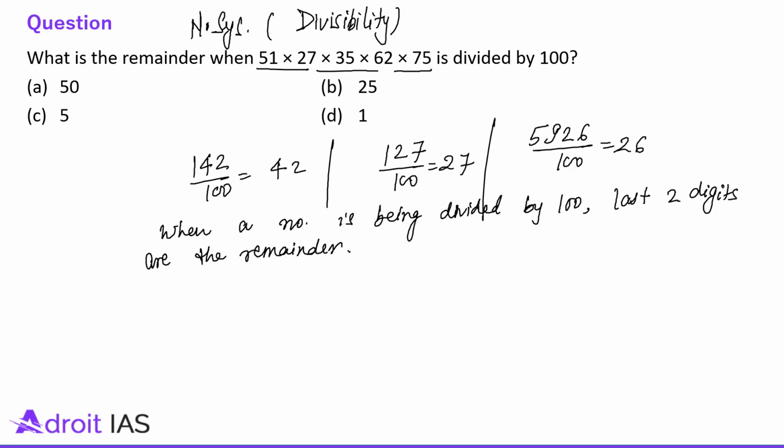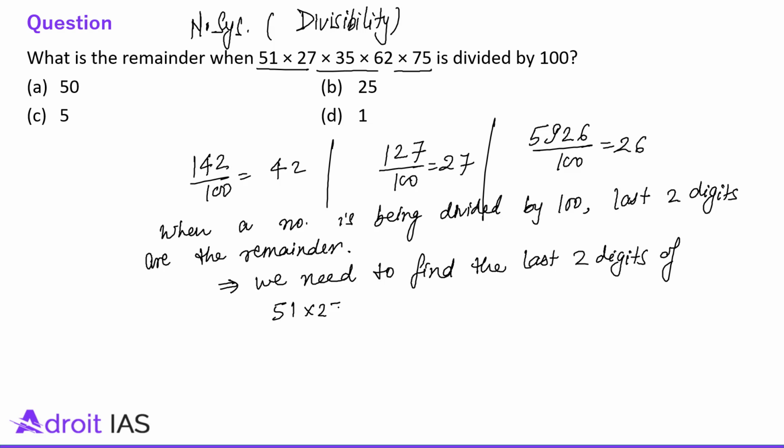So in this question, we need to find the last two digits of this product, 51 into 27 into 35 into 62 into 75. Here this is 5, this is 2. So 5 into 2 is 10. 10 means we'll be getting 0 as the unit digit.